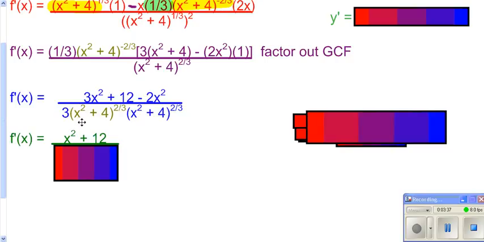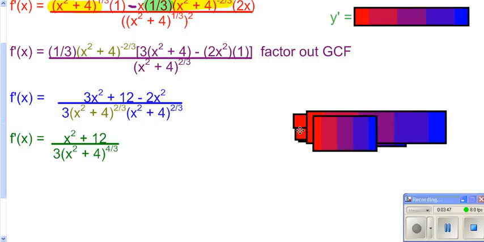On the bottom, you have this stuff times this stuff, both the same. So remember, when you're multiplying, you add your exponents. So you get a 3. Then you get your x squared plus 4 all to the 4/3.